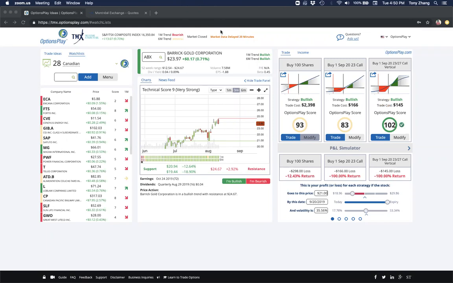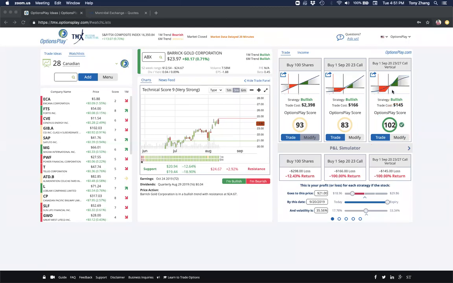And this is really why this strategy here on the right has the highest options play score. We always get questions around what is the options play score. The options play score is really looking at the risk to reward ratio of each strategy and seeing how much potential reward do I have versus how much potential risk do I have, and weighting it by the probabilities of each one.